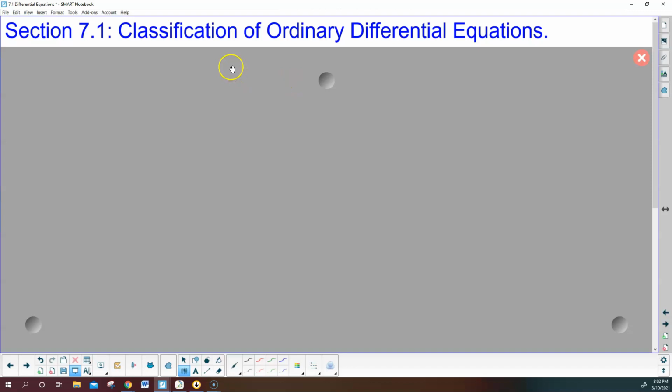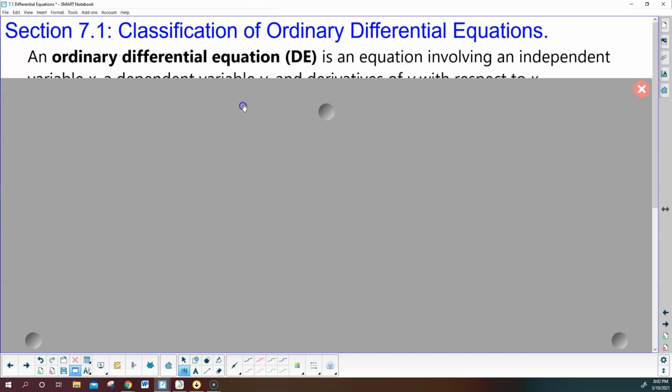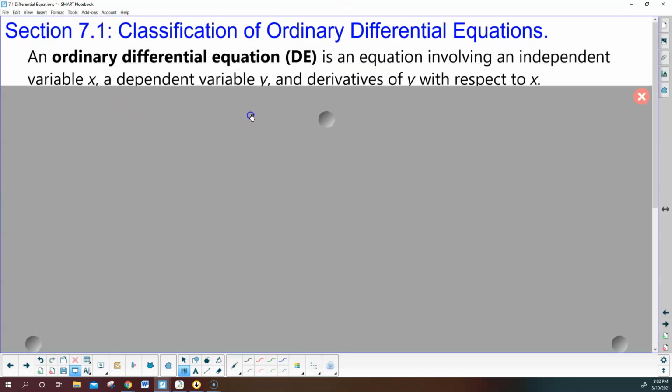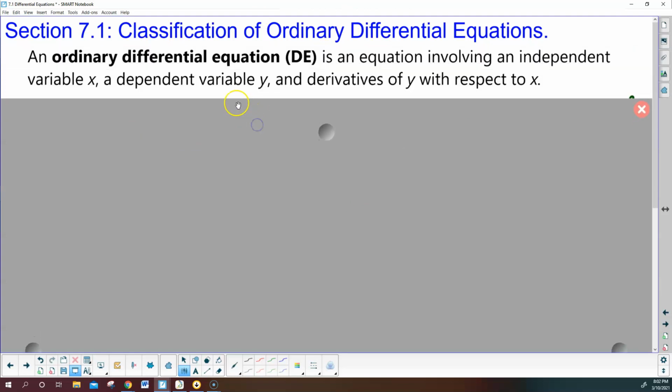Okay, so what about section 7.1? Well, we're classifying ordinary differential equations. And a lot of this is going to seem familiar because it is. We've covered a lot of differential equation stuff already. This is a nice review in case you haven't mastered it. So I don't think you need to write this information down because we've already talked about a good amount of it. But what is this word ordinary differential equation?